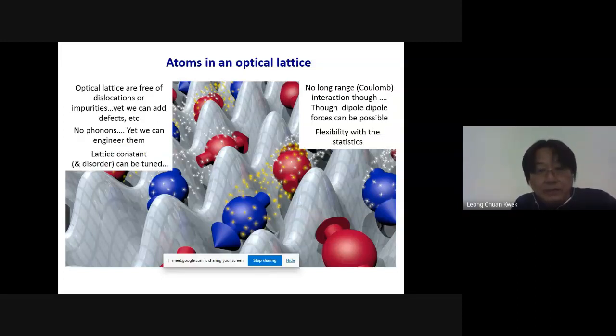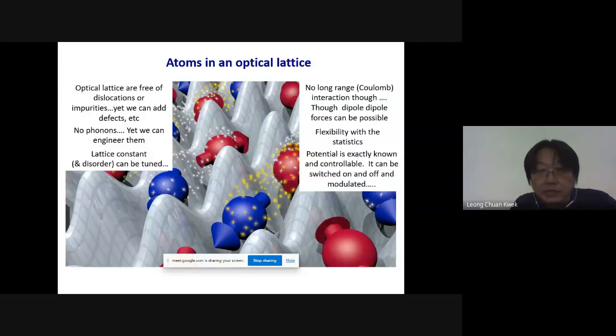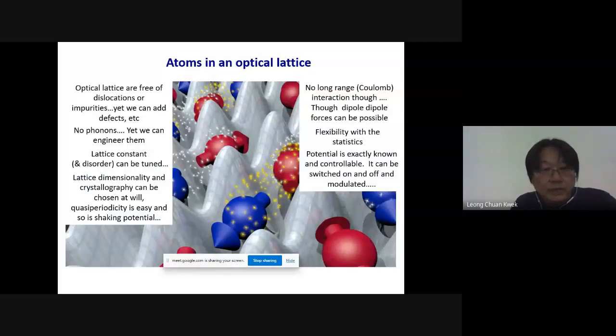The lattice constant can be tuned, so you can tune the optical lattice. And the potential is exactly known and controllable, so it can be switched on and off and modulated. Lattice dimensionality can be chosen at will. Quasi-periodicity is easy. Also, if you need to, you can do what's called shaking the potential. That means you allow the potential to vibrate in time.